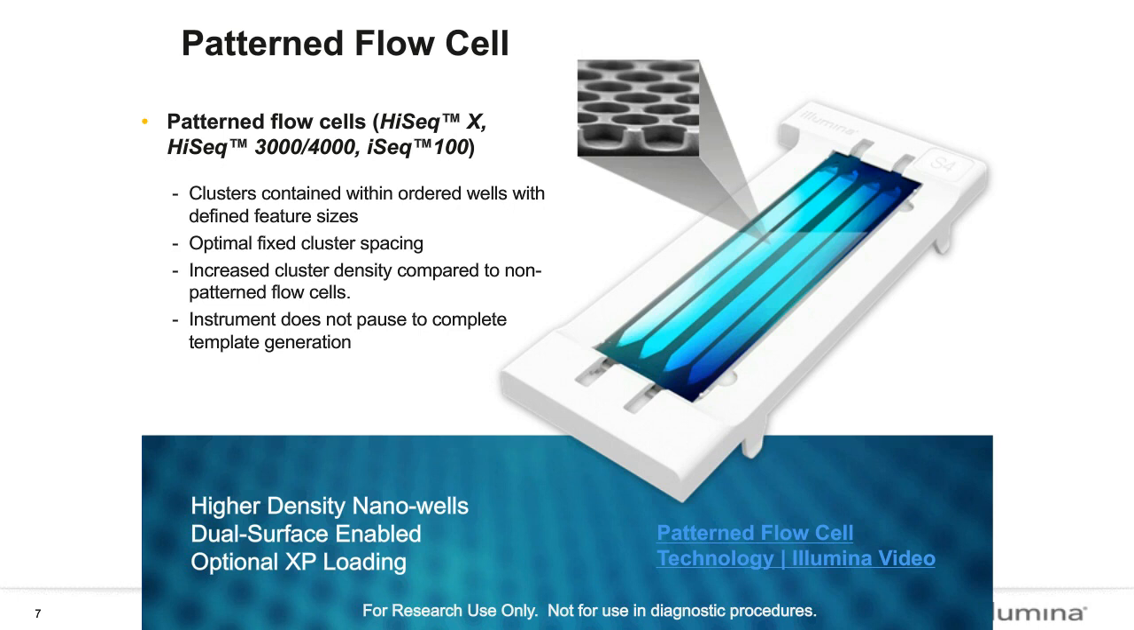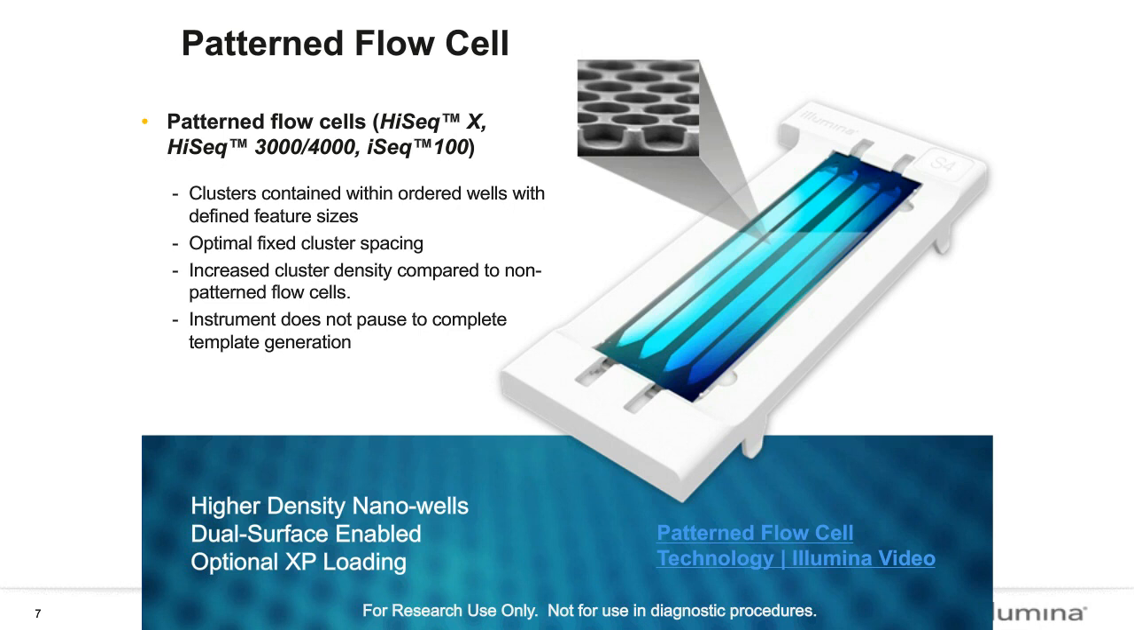Rigid registration is performed to compare which wells are lit, indicating that it has a cluster, and which wells are not lit, indicating no cluster. This also gives us the ability to know the occupancy of the flow cell. For more information on pattern flow cell technology, please see the live link at the bottom right corner of this video, which has a really nice video presentation on pattern flow cells.